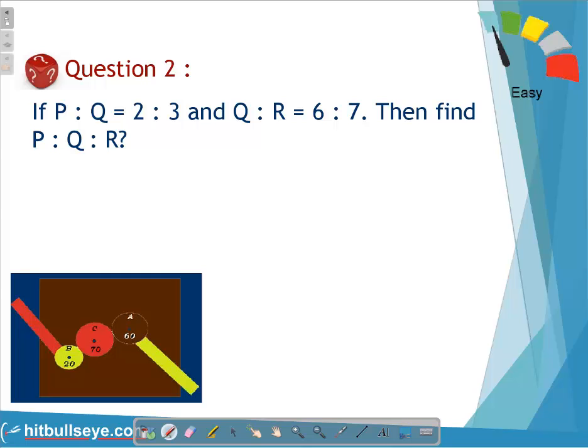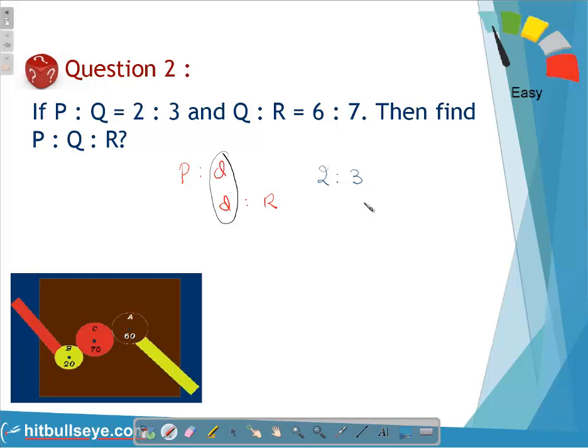Now we could solve this question if we could equate the value of Q in both the ratios. As in, we are given P is to Q and Q is to R. If we could in any way equate this value of Q, we could get the desired result. Let us see how.